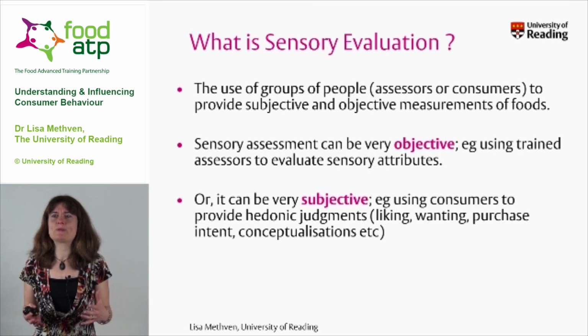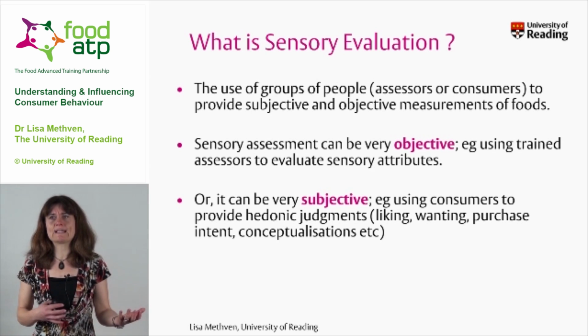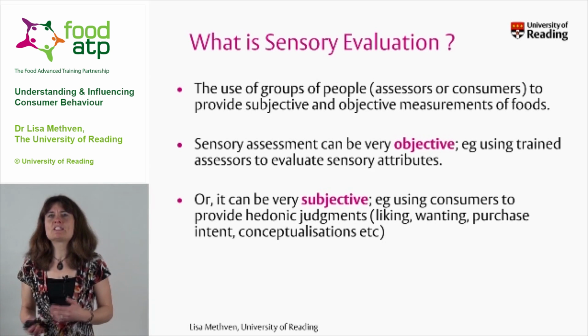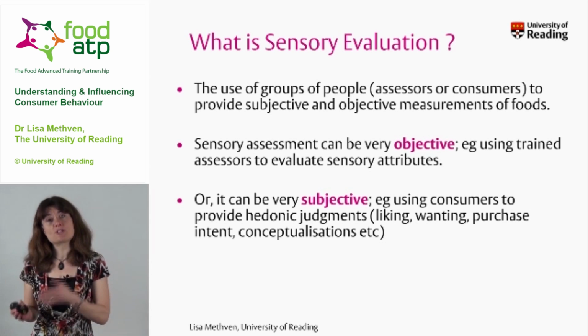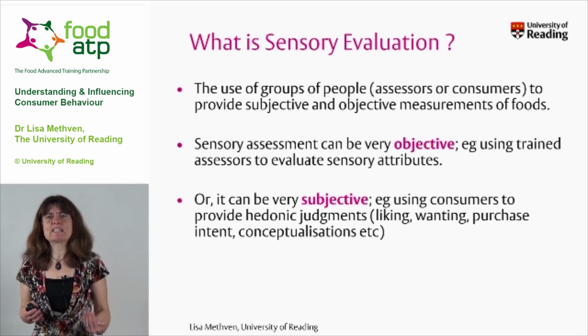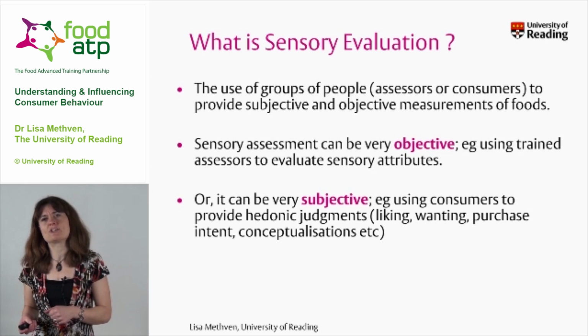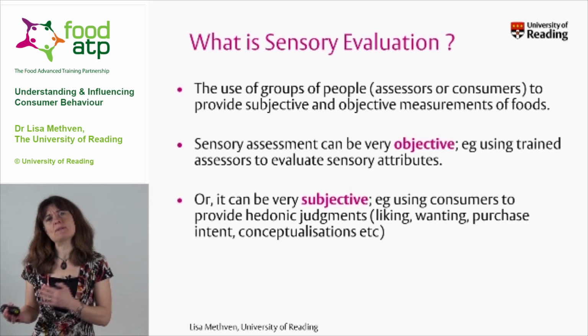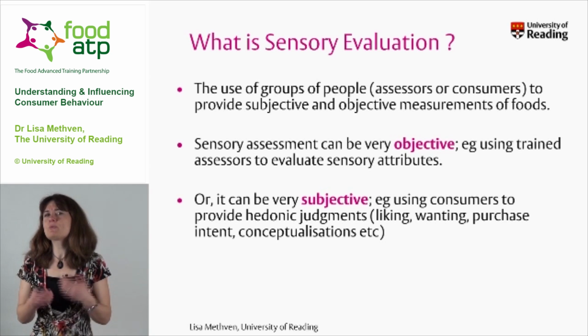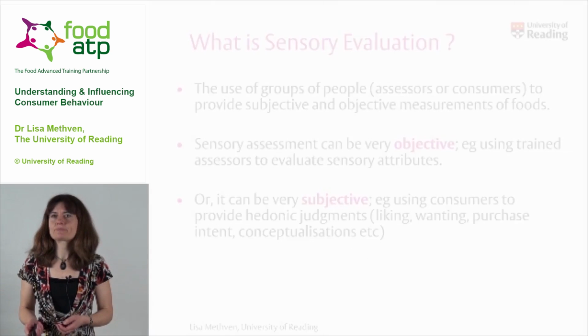Really, it's using groups of people. They can be called assessors on the one hand, but also of course consumers on the other, to provide subjective and hopefully objective measurements about food. The measurements can be objective, usually in the case where we're using trained assessors to evaluate sensory attributes. But of course, importantly, we also look for subjective measurements as well, in the case where we're using consumers to provide their hedonic judgment. In other words, how much they like a food, how much they want a food, how much they might intend to purchase it, how they will conceptualise the food itself.